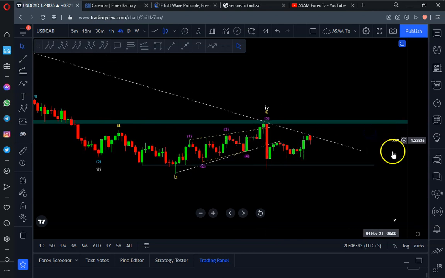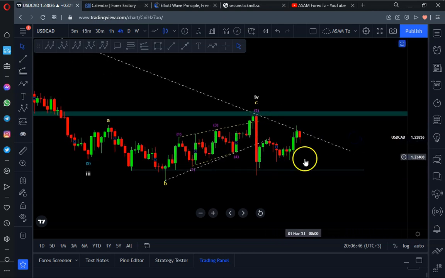Now always this one is a correction, and ABC is a correction. It corrected this very strong downward move. Now it is corrected by this. So how far is this going to correct?